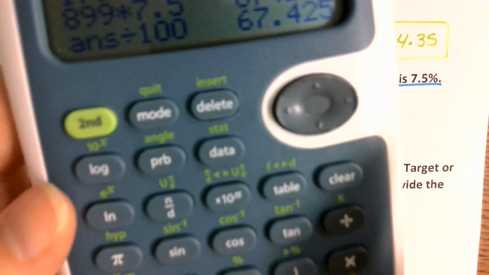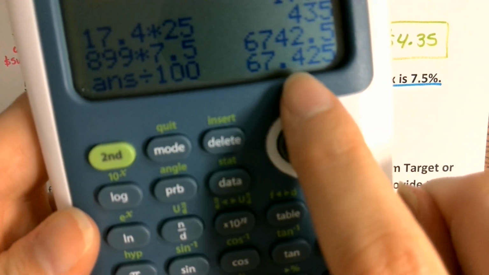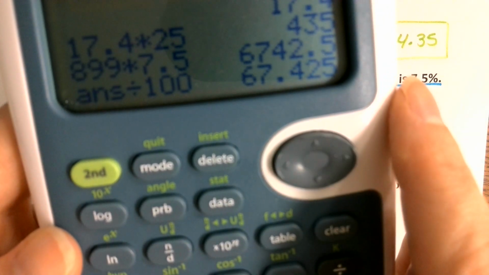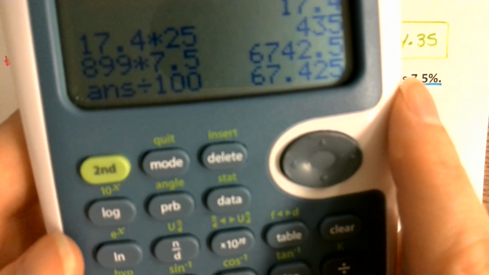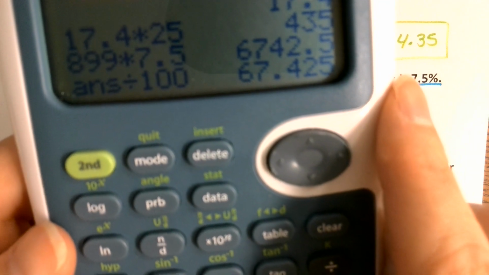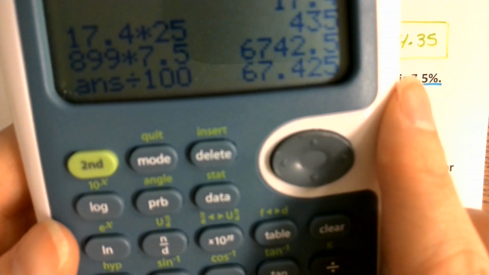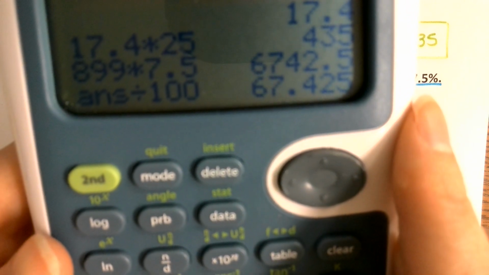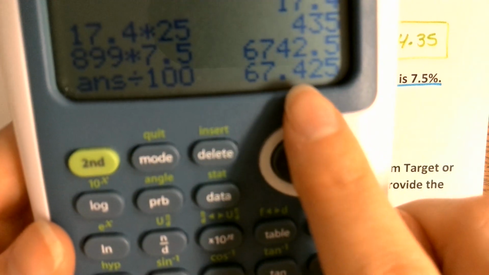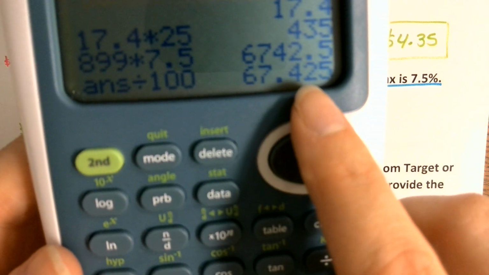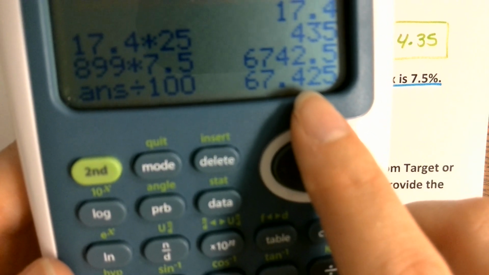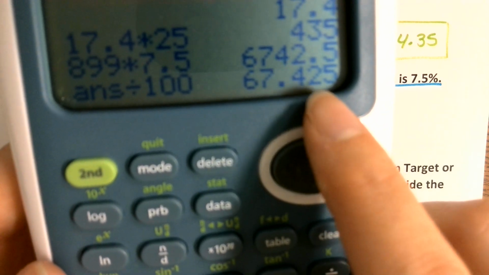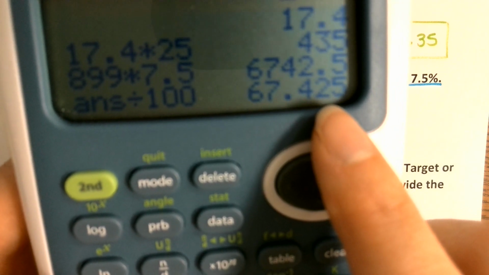If you look up here, in my calculator it says 67.425. Which number up here represents the penny? 4. No. The 2. Your penny. Remember, there's 100 pennies in a dollar. So the 4 represents the tens. Okay, that would be like 40 cents. Right? So the two is your penny spot.